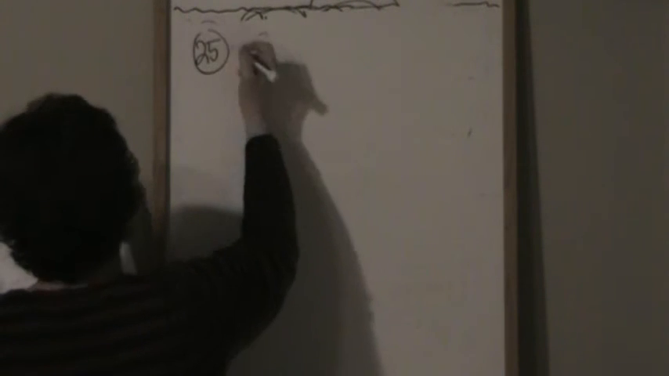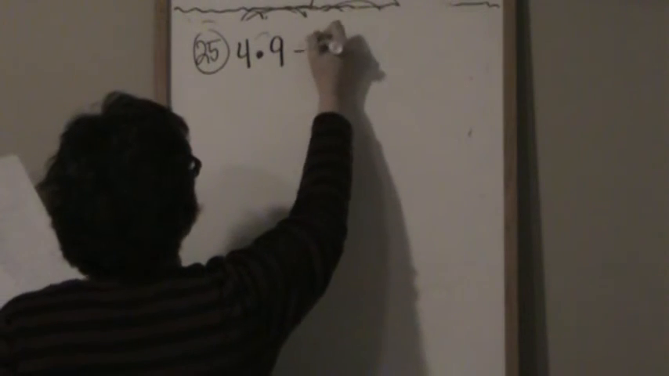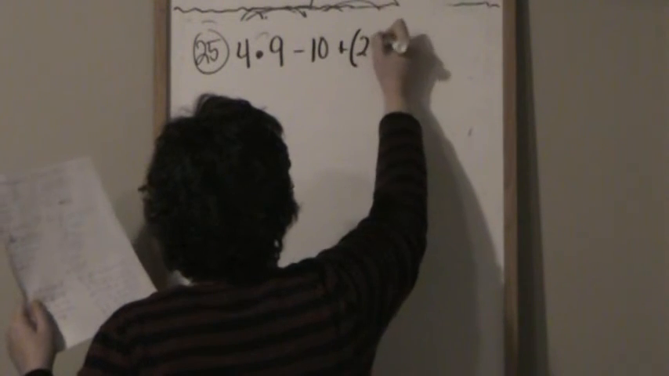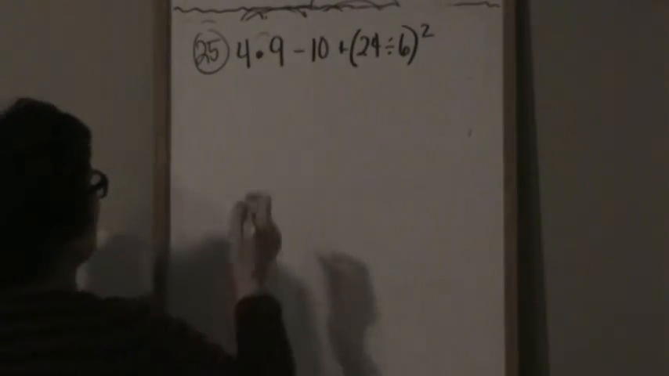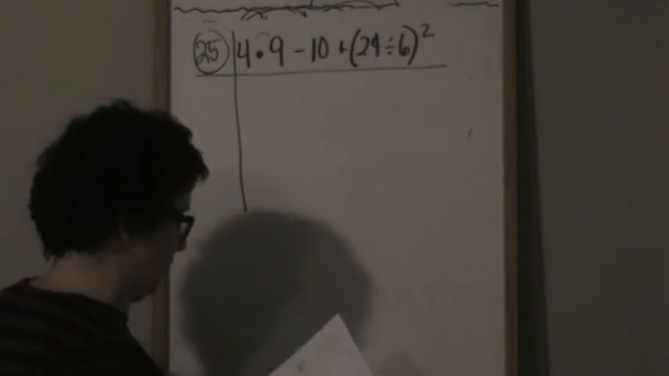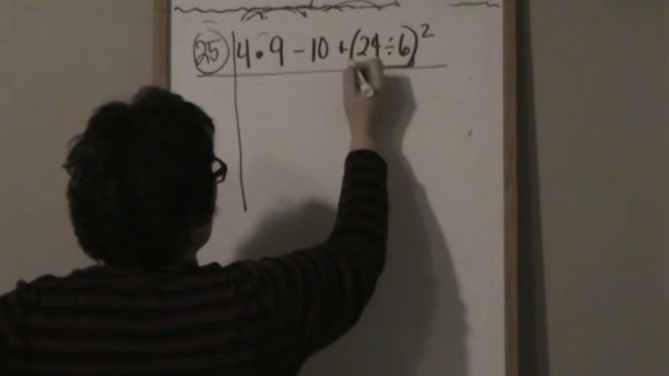Okay, we've got some order of operations, and we're going to do our charts and go piece by piece. 4 times 9 minus 10 plus 24 divided by 6 to the second power. Okay, now remember, parentheses, exponents. So I'm going to do what's in my parentheses first. Okay?